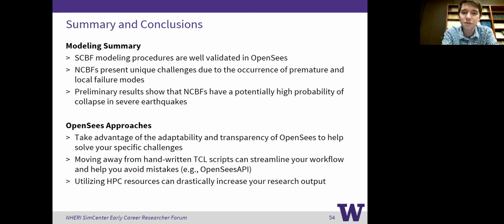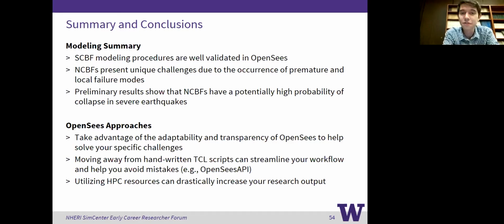And this is because of the premature and local failure modes that develop. And so the preliminary results that are now being built off of those experimental simulations have a potentially high probability of collapse in severe earthquakes, but there's really more to the equation. We need to look at multiple story heights, like I had mentioned, at the prototype buildings, different configurations, and then the interaction between those different deficiencies.